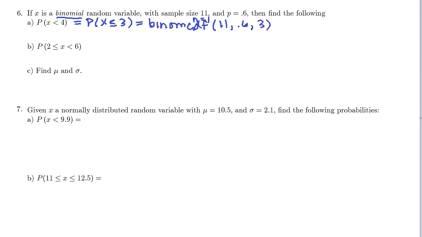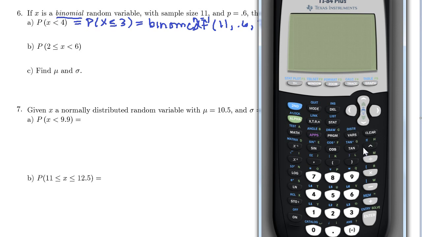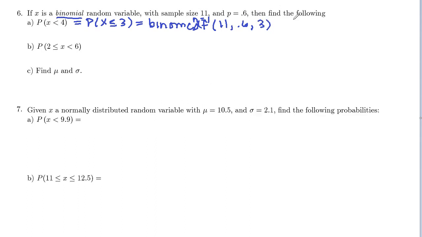And let's go ahead and enter that in the calculator. So let's see here. We want to go to second variables, and then binomial PDF. Head on down here. CDF, excuse me. Enter. Trials were 11. P is 0.6. And we want less than or equal to 3. So 0.029 to 3 decimal places. So 0.029.